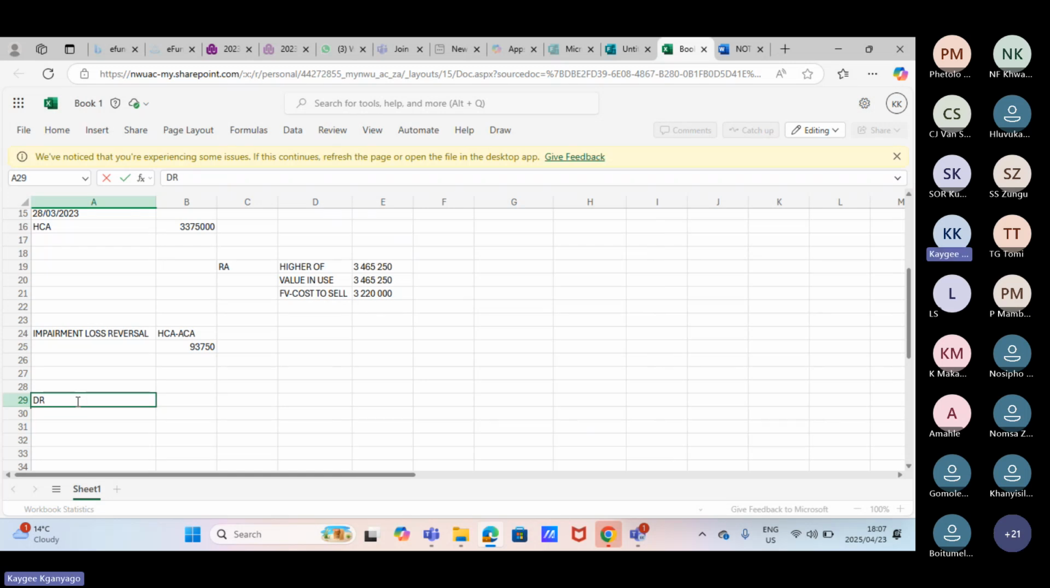Can you debit impairment loss reversal? Oh, I think you have to debit the accumulated depreciation and impairment loss, and then credit the impairment loss reversal.